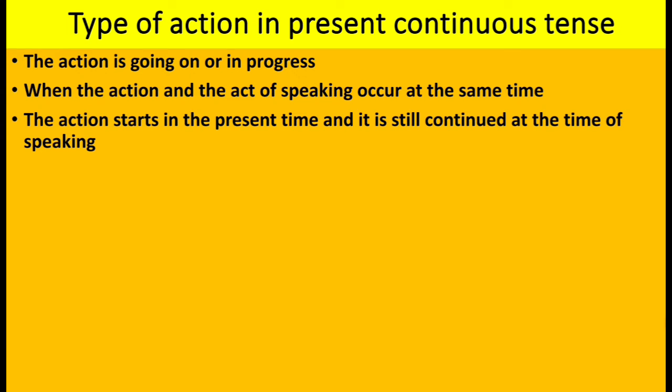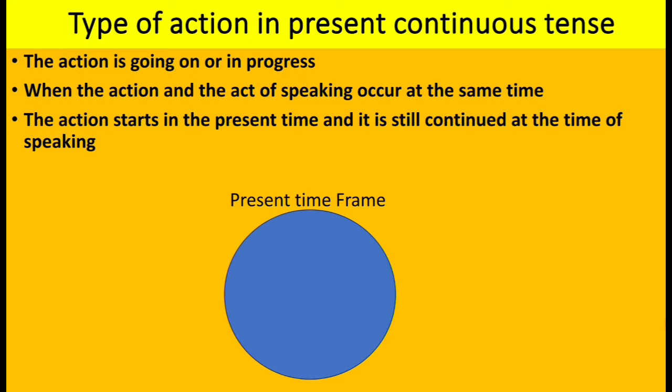We can describe the type of action with the help of the following diagram. Consider that this circle is the present time frame and the action is taking place at this point and the action is continued, it is not completed.